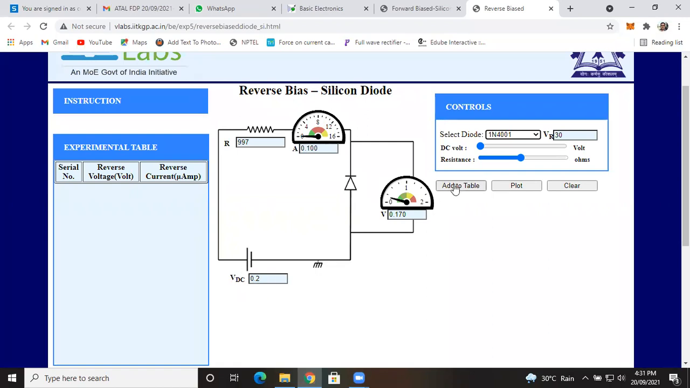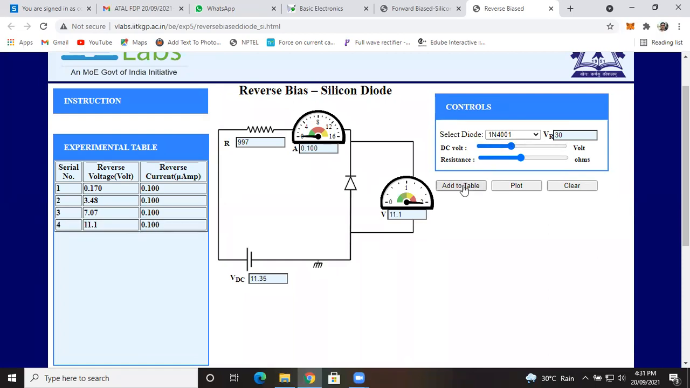Now I can show you. Let me try to add these things first. Now let me try to increase the external voltage. You can see that the voltage across the reverse bias diode increases, but have you noticed whether the current increases? No, it will not increase. The value of the current remains the same. See that. And that value of current is very small, 0.1 microampere.